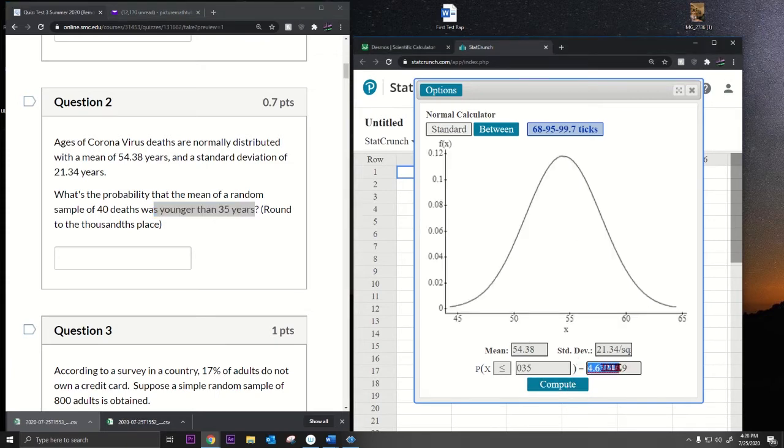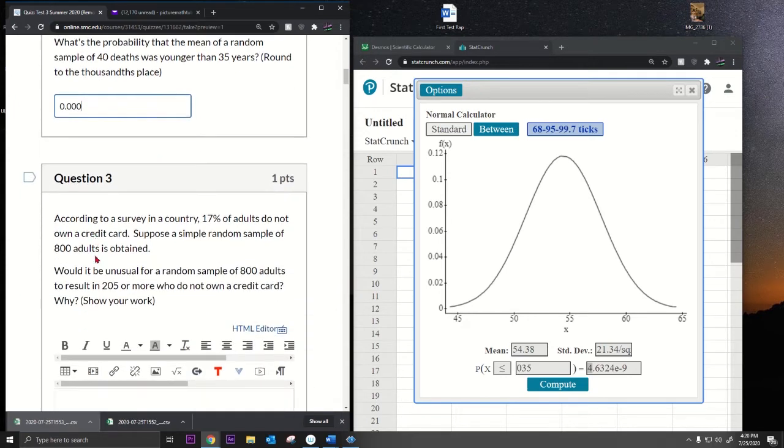Now, here's the tricky thing. Pay very close attention to this answer. There's an E-9 there, and that means this is scientific notation. So basically, there's going to be 8 zeros to the left of this 4. So that means if I round this to the thousandths place, it's basically 0. Or really, it's 0.000 if you want to round to the thousandths place, which is the same thing as 0. So that's the answer on that one.